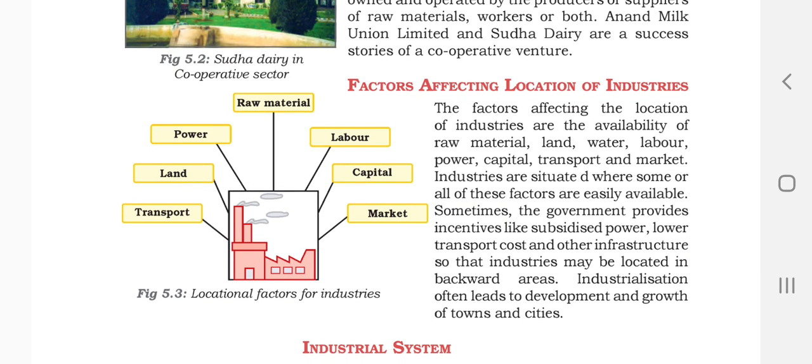So here we will be seeing some of the factors affecting the location of industries.